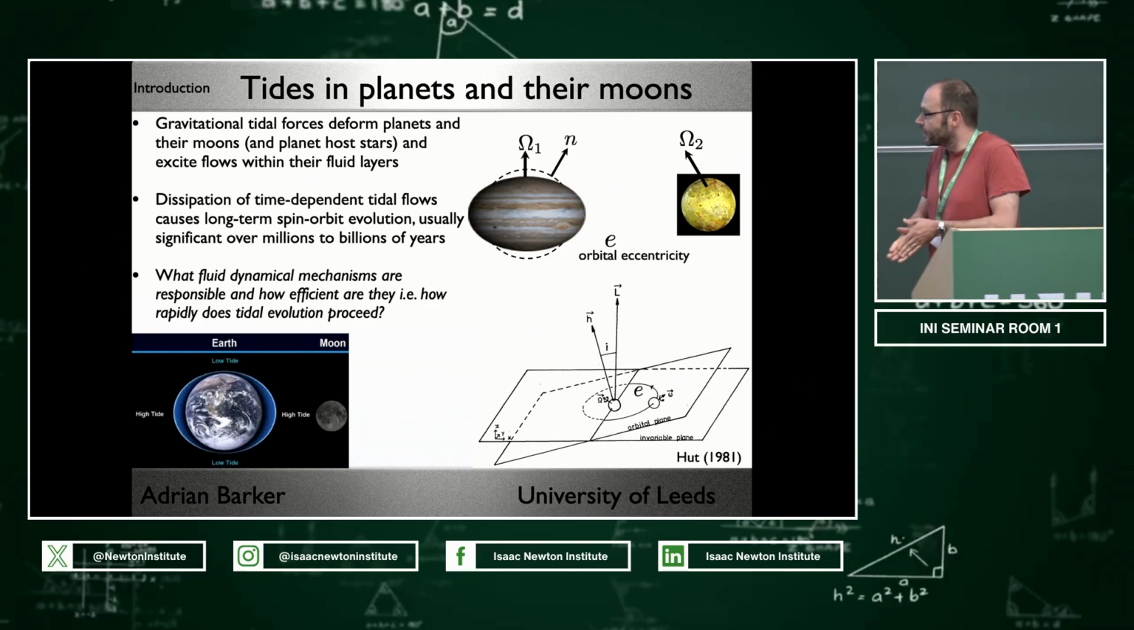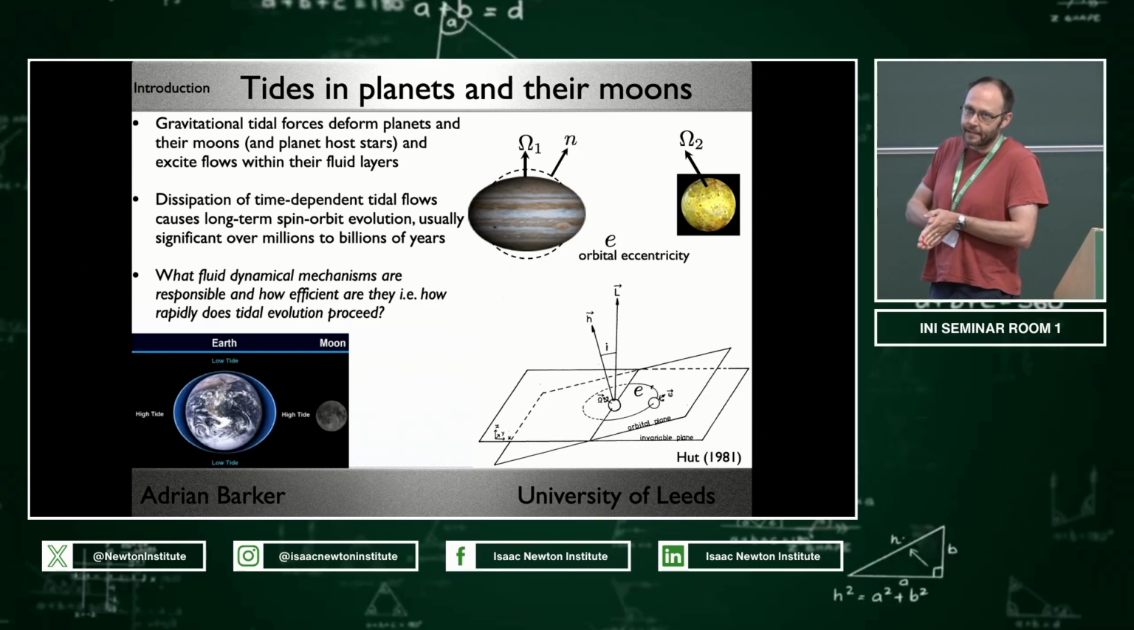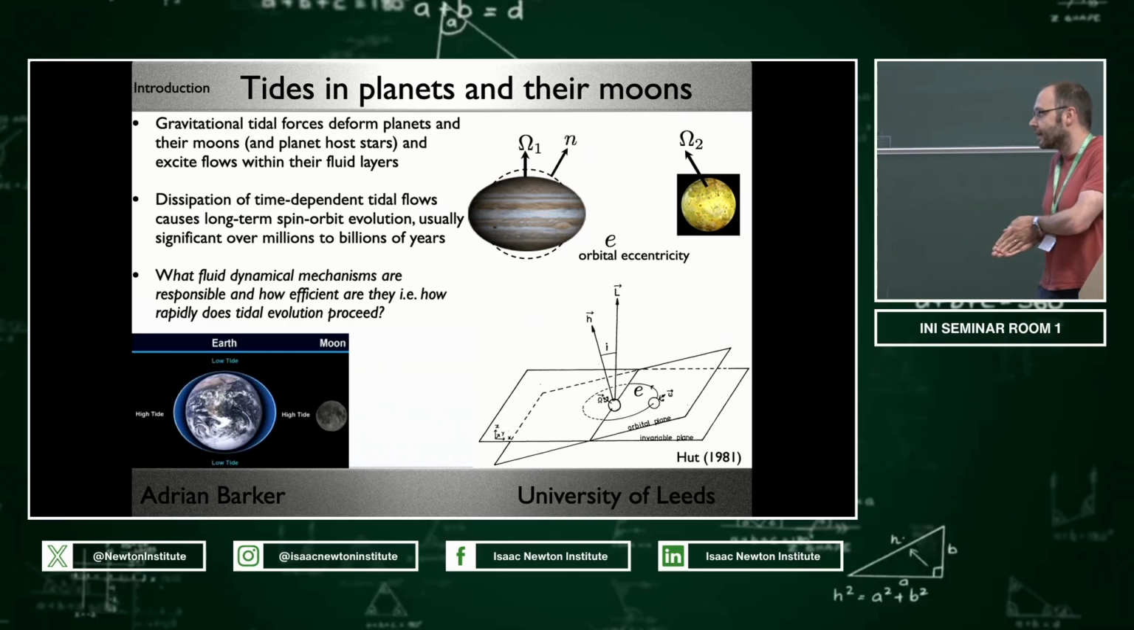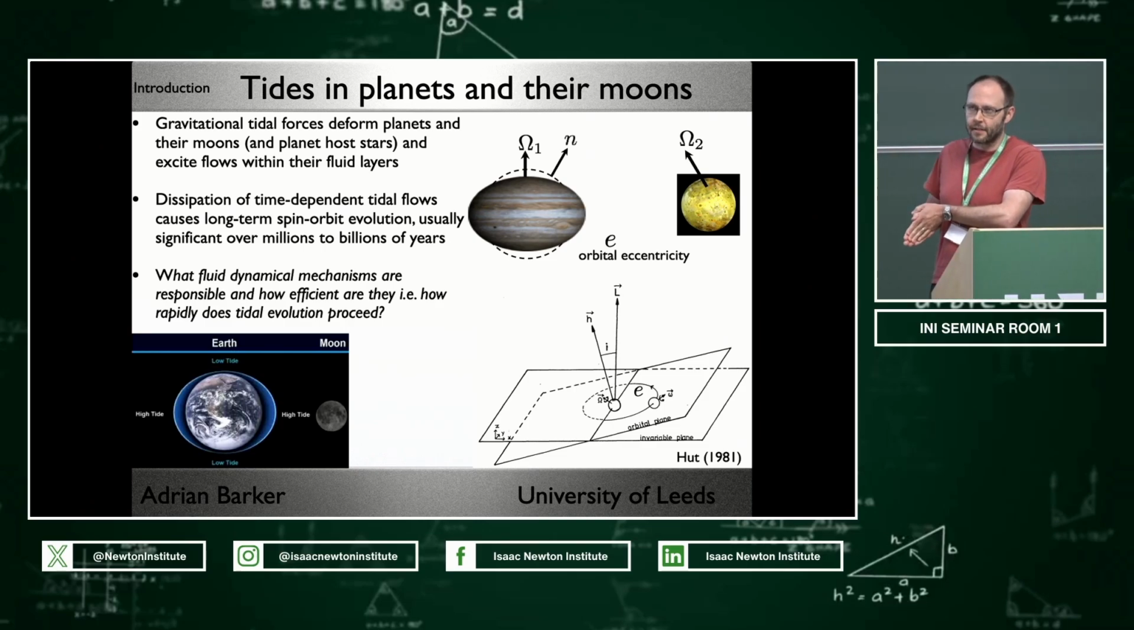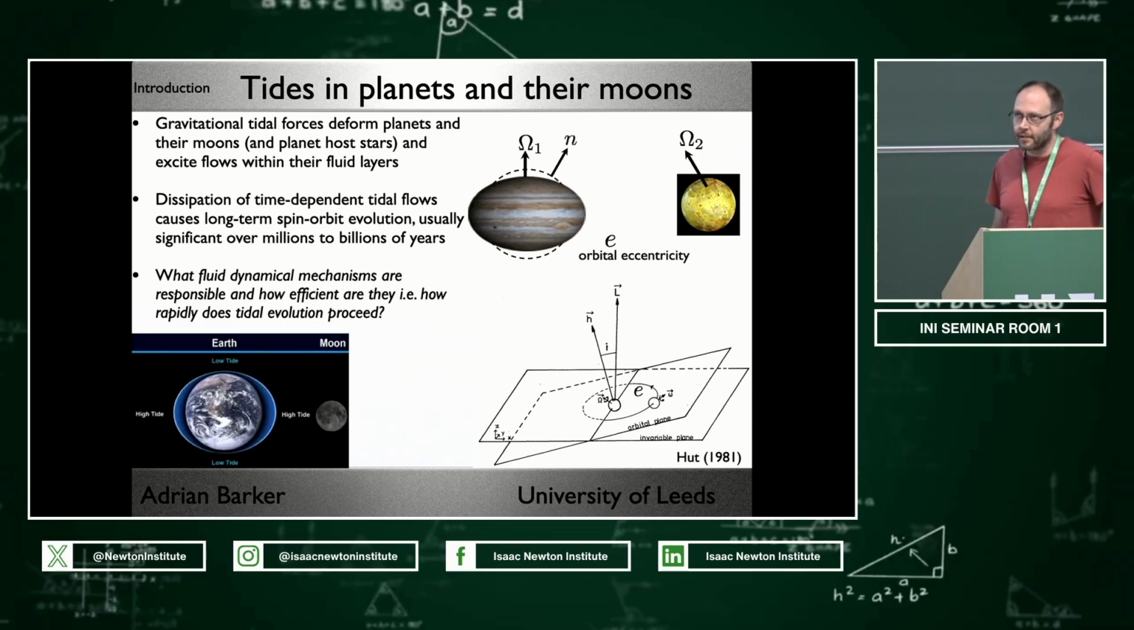So in the Earth-Moon system, we know that the moon's moving away from us at a few centimeters per year, and the Earth is gradually spinning slower and slower at a few milliseconds per century. Similar processes can occur in planet-star systems and also in planet-moon systems. And we have observations of the moons of Jupiter and Saturn that indicate that the moons are gradually, in most cases, moving away from the planet.